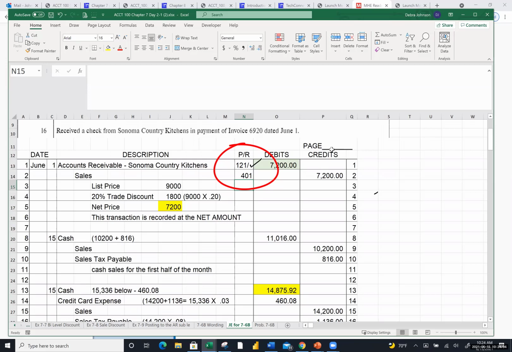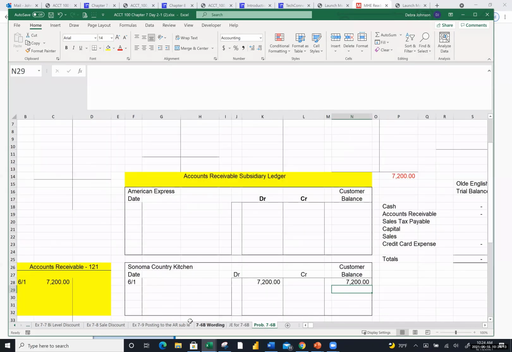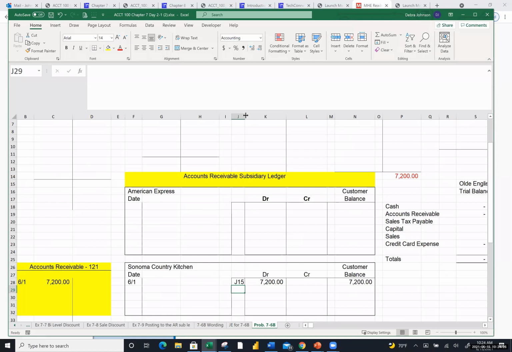And back over here, whatever this journal page is, and I believe they told us in the problem it was 15, I'm going to come back over here and I'm going to put that J15 in the post reference. That post reference column kind of got cut off. Let me move this out of the way, and we'll put J15. I'll make that a little bit wider so you can see it. We've just fully posted the account.